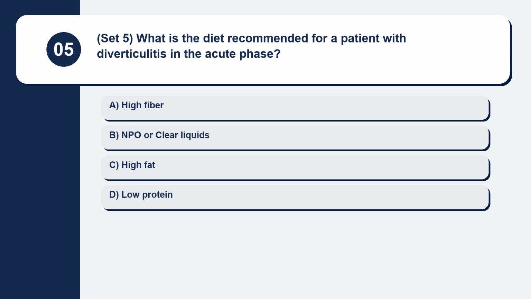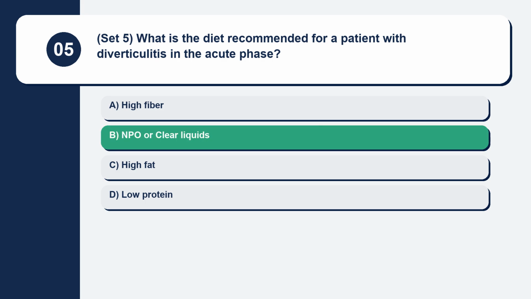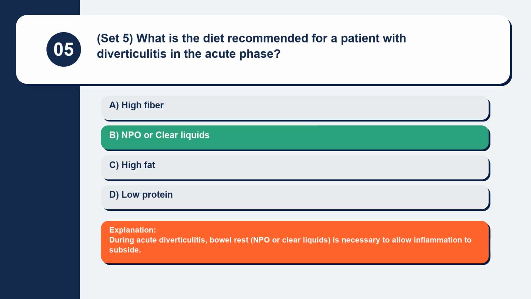Question 5. Set 5. What is the diet recommended for a patient with diverticulitis in the acute phase? High fiber, NPO or clear liquids, high fat, low protein. During acute diverticulitis, bowel rest, NPO or clear liquids, is necessary to allow inflammation to subside.